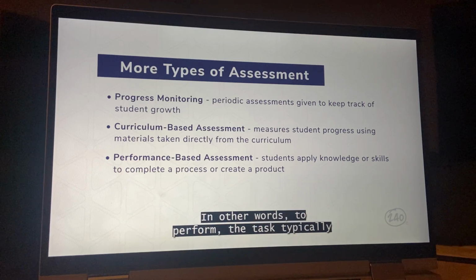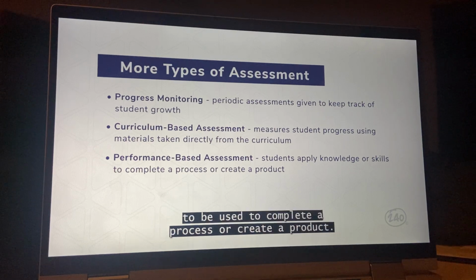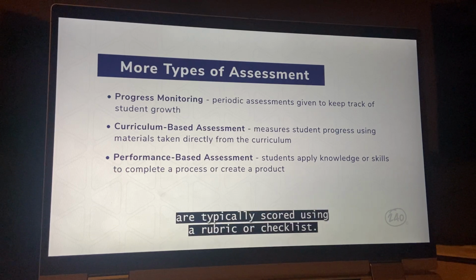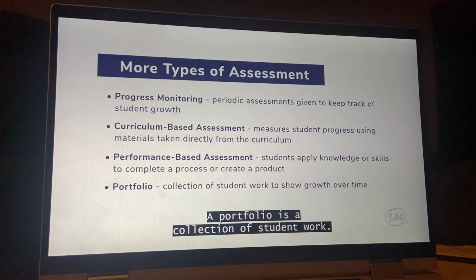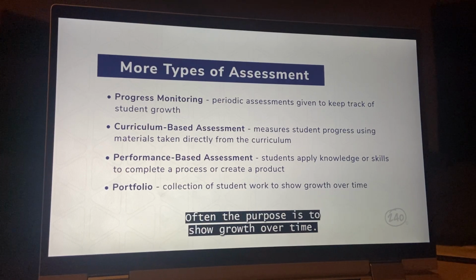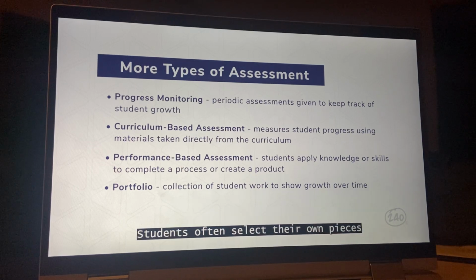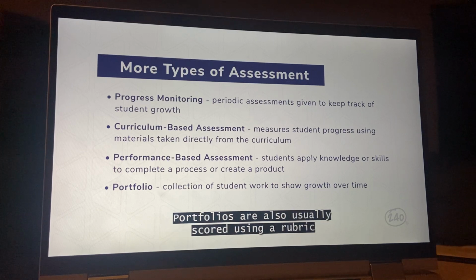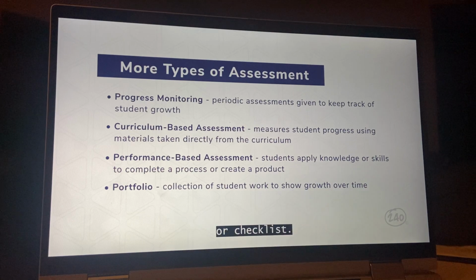The task typically requires high-order thinking skills to be used to complete a process or create a product. Performance-based assessments are typically scored using a rubric or checklist. A portfolio is a collection of student work. Often, the purpose is to show growth over time. Students often select their own pieces to include in the portfolio and include self-reflection. Portfolios are also usually scored using a rubric or checklist.